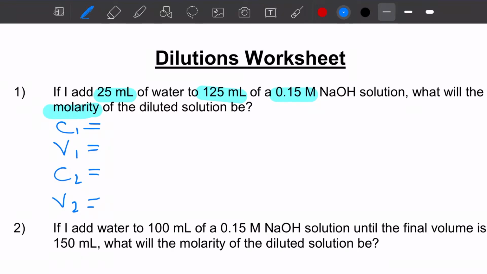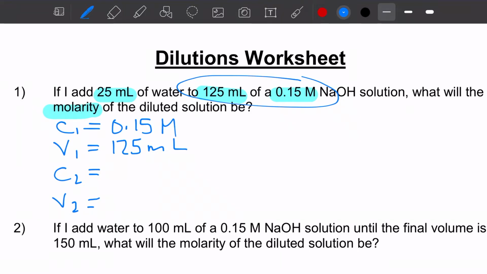So first off, our starting solution is going to be this information here. We're starting with 125 mils of a 0.15 molar solution. And it doesn't really matter that it's sodium hydroxide at this point, so we're not going to be concerned about that. We are trying to find the molarity, so we're trying to find C2. And I am adding 25 mils. So volume 2 is going to be 125 plus 25, which is 150 mils. Hopefully that all makes sense up until this point. So that is all the information we have been given.